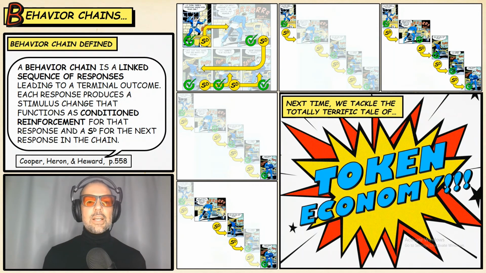All right, so that is it for today. Next time, we're going to tackle the totally terrific tale of token economies, a very powerful and effective way to put in a reinforcement procedure in the real world, where reinforcement is sometimes difficult to do in the time and in the place where the behavior is performed. So we're going to take a look at token economies, but that is it for today.